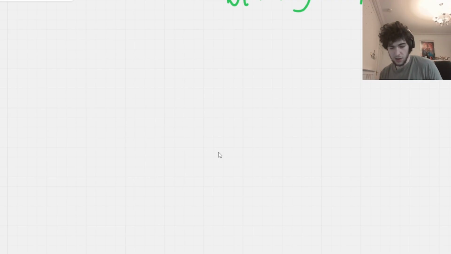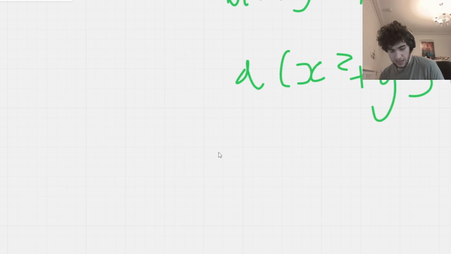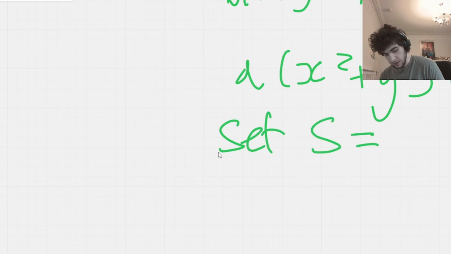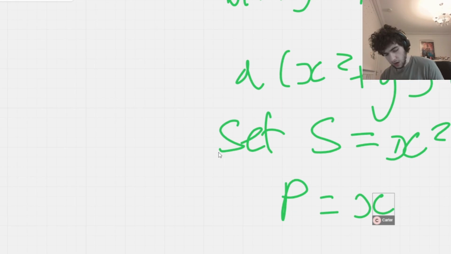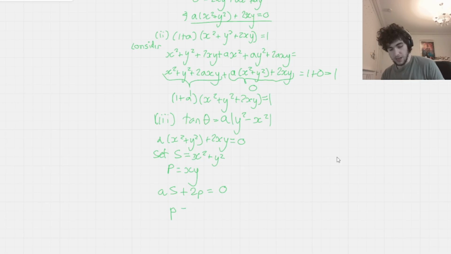So obviously, what we know is that a times x squared plus y squared, add 2xy is equal to 0. So if I just set s to be x squared plus y squared, and I set p to be xy, then effectively what I get is that as plus 2p is equal to 0. So I can actually solve for p. Sorry, I didn't even realize it was zoomed in like this. So p here is just going to be equal to minus as over 2.